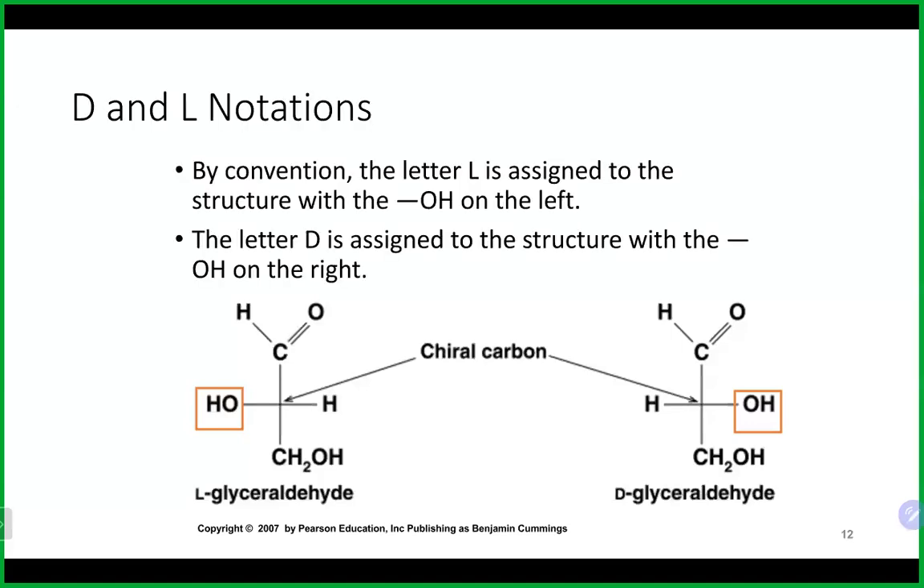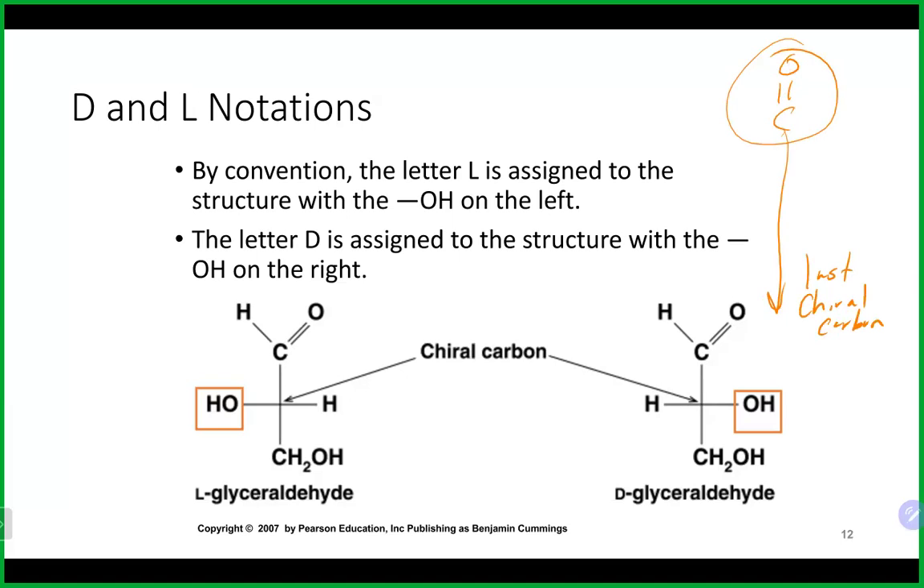Now let's talk a little bit about some notations that we also see, which are D and L. By convention, L means left, I'm assuming, and D means right. I don't know, they could have used R, but they used D instead. And what are we talking about here? We're actually talking about the OH group on the last chiral carbon from the carbon-oxygen double bond. So when you look at a carbohydrate, it oftentimes will have a carbon-oxygen double bond somewhere. We're looking for the very last chiral carbon from that down the road.